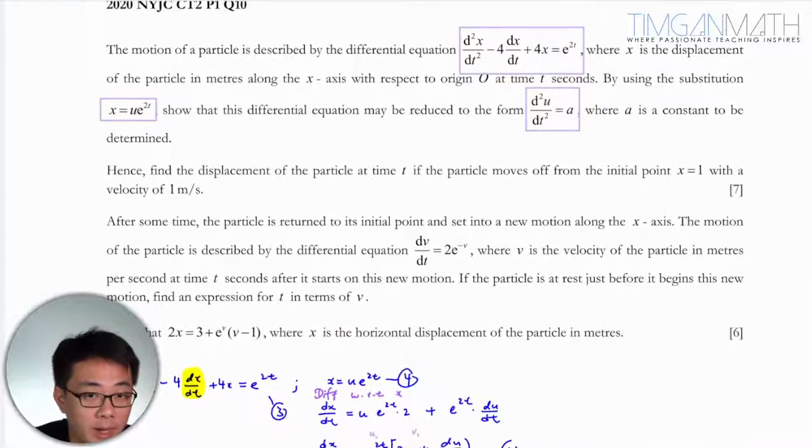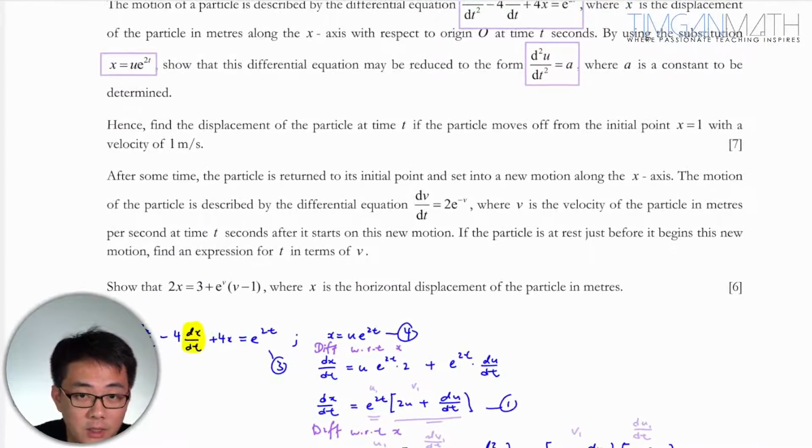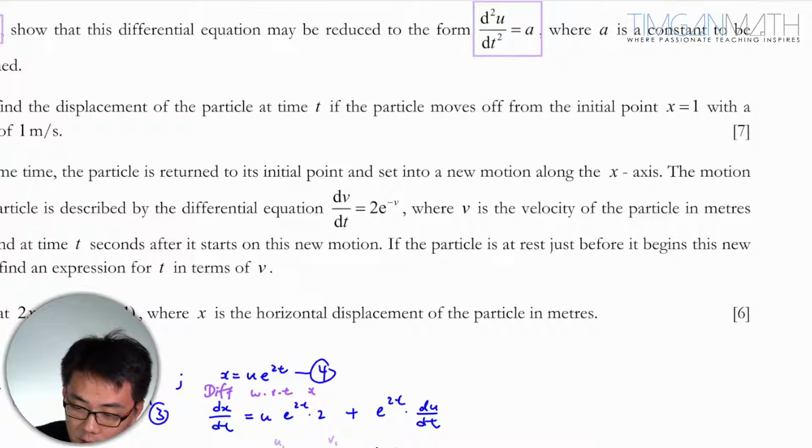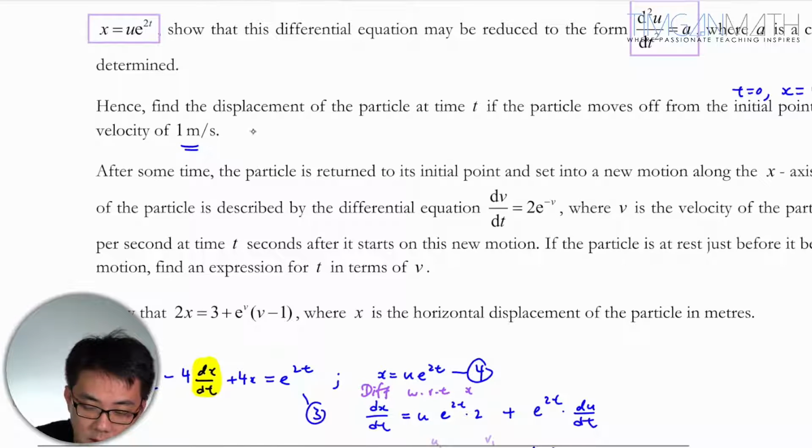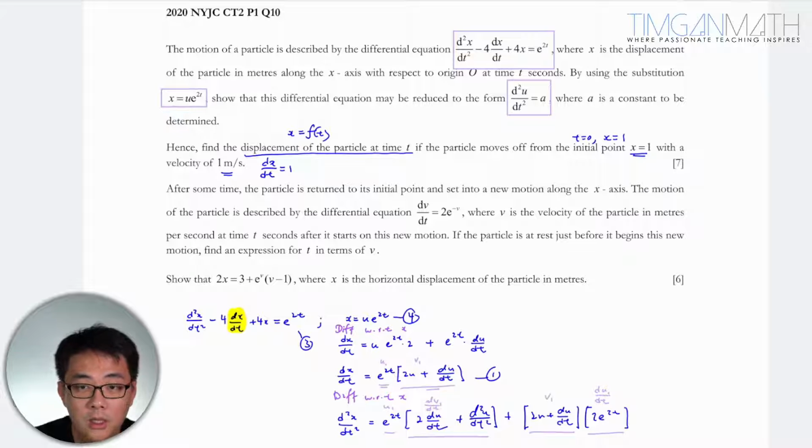So let's look at the subsequent one. Hence, find the displacement of the particle at time t if the particle moves from the initial point of t, x equals to 1. So it means when t is 0, the initial point is 1, with a velocity of dx/dt which is 1. The displacement at time t. So in other words, you need to find x in terms of a function of t. Okay, so that's what we need.